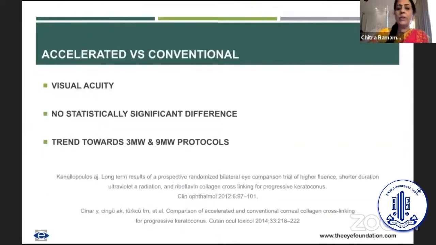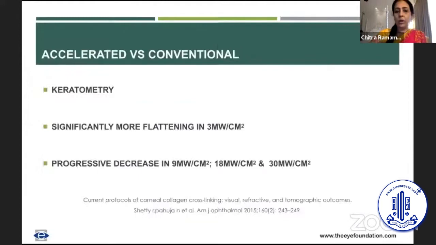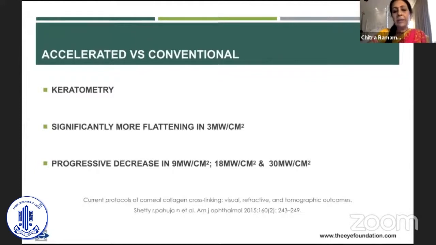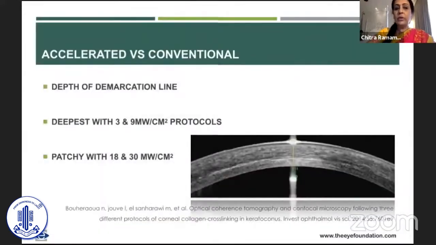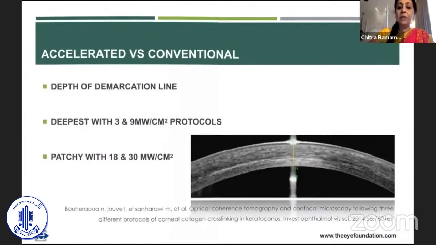We looked at the visual acuity. It seemed to be not statistically significantly different, but there was a trend for the 3 and the 9 milliwatt protocol. When you looked at the keratometry, again, we found the flattening was most optimal in the 3 milliwatt and became a little lesser with 9 onwards. So then we looked at the demarcation line. We found that it was best with the 3 and the 9 milliwatts.